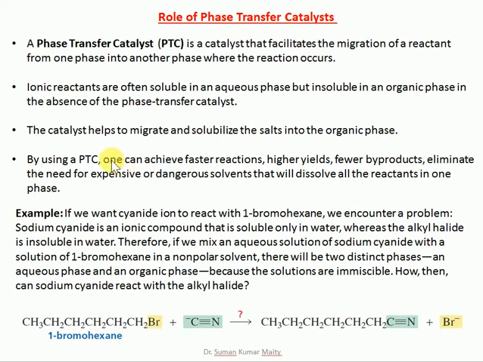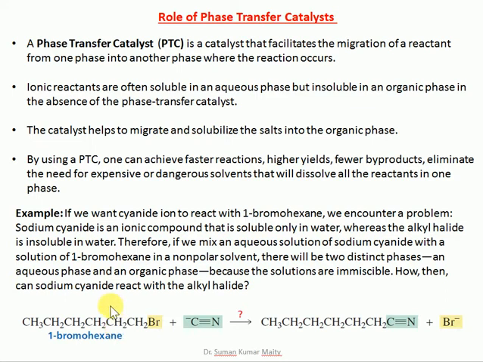Suppose we are doing a nucleophilic substitution reaction on 1-bromohexane using sodium cyanide. Now sodium cyanide will be dissolved in water. However, 1-bromohexane will be dissolved in the organic phase. The two phases are immiscible. Therefore, there won't be any reaction.